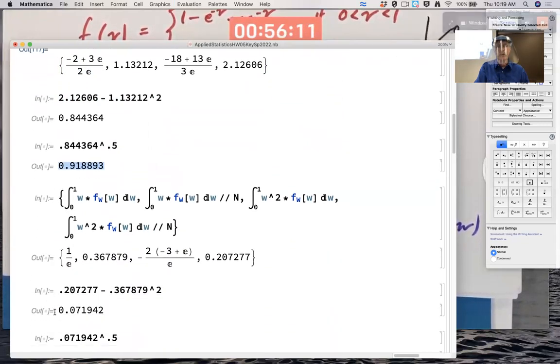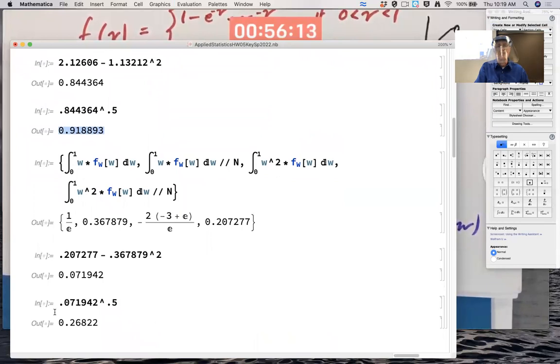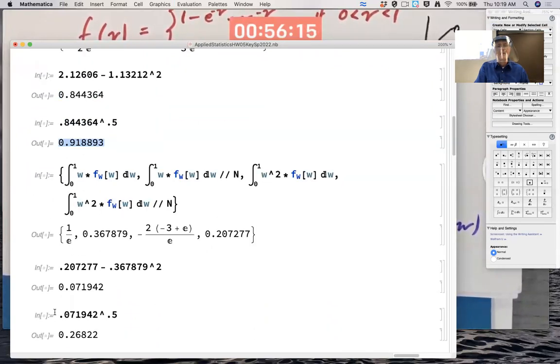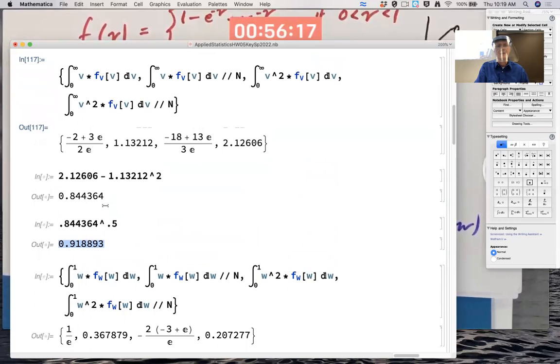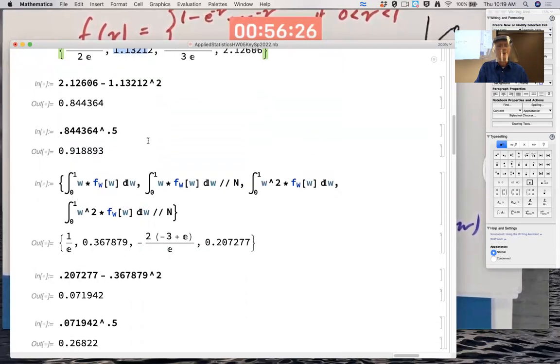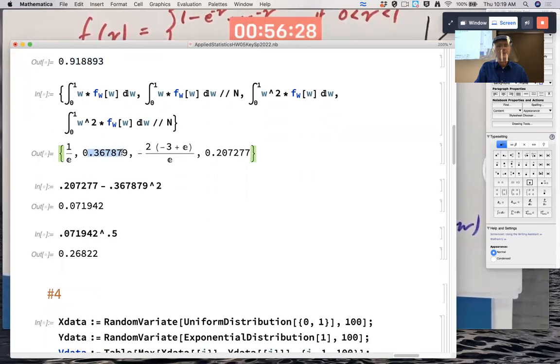Same kind of thing for W here. Okay, so you should have, for V, a mean of about 1.13, standard deviation of about 0.92. For W, mean of about 0.37, standard deviation of about 0.27.